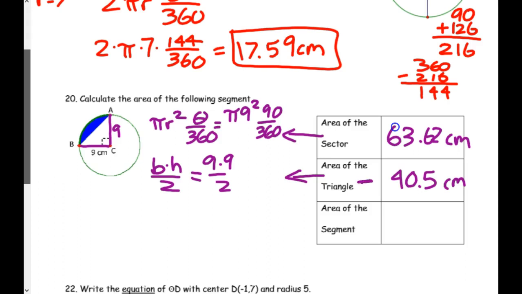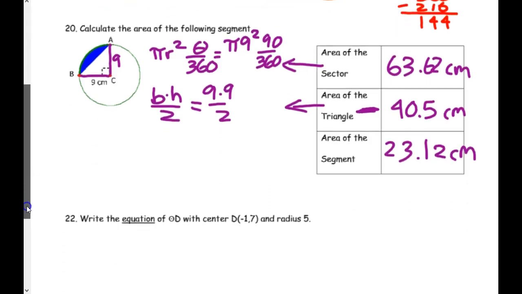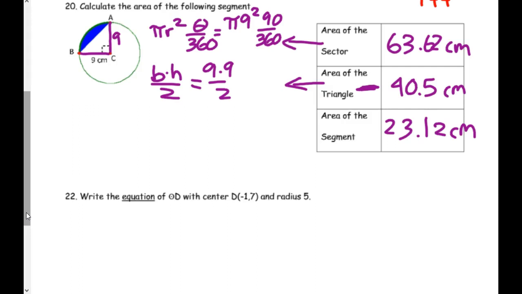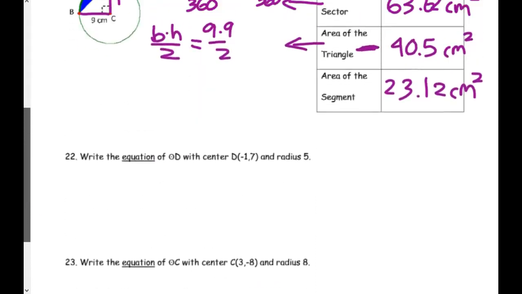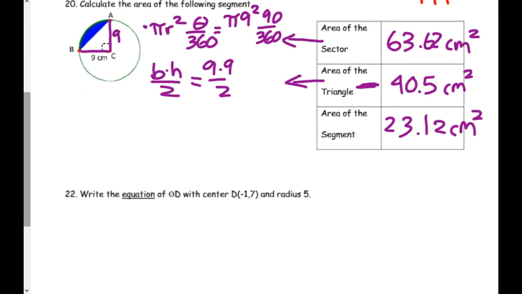Okay, and our last step is we are subtracting 63.62 minus 40.5. We get, okay, 23.12 centimeters. Alright? And these are all actually centimeters squared because we're talking about area. Okay? Alright. So, and if you remember, this formula is on your formula chart. This is old news. It's on your regular formula chart.